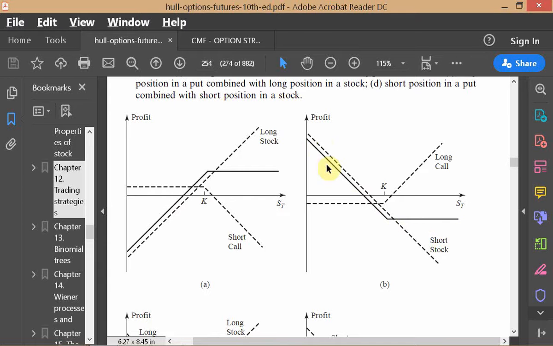Now let's do this. What kind of position is this? The black line. What is the black line? We'll do it one more time. What is the black line? Yes, I'm getting long. Yeah, long put.